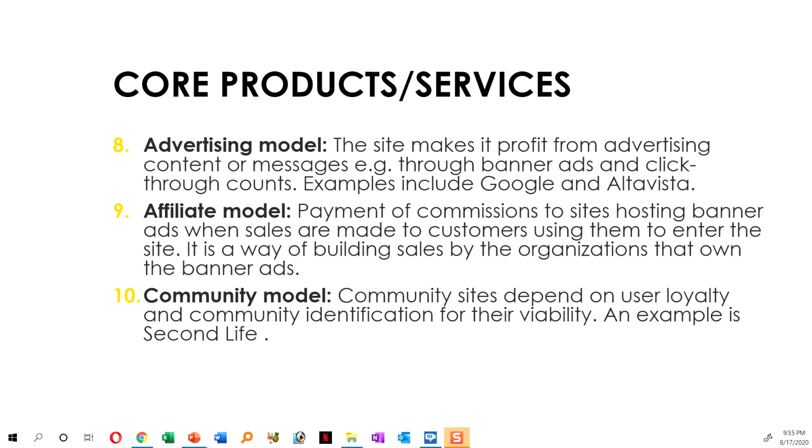Here are some more. Advertising model. The site makes its profit from advertising content or messages through banner ads and click-through counts. Yes, Google, AltaVista, don't think so. It used to be an original site or search engine. Affiliate model. Payment of commissions to sites hosting banner ads when sales are made to customers using them to enter the site. Community model. Community sites depend on user loyalty and community identification for their viability.